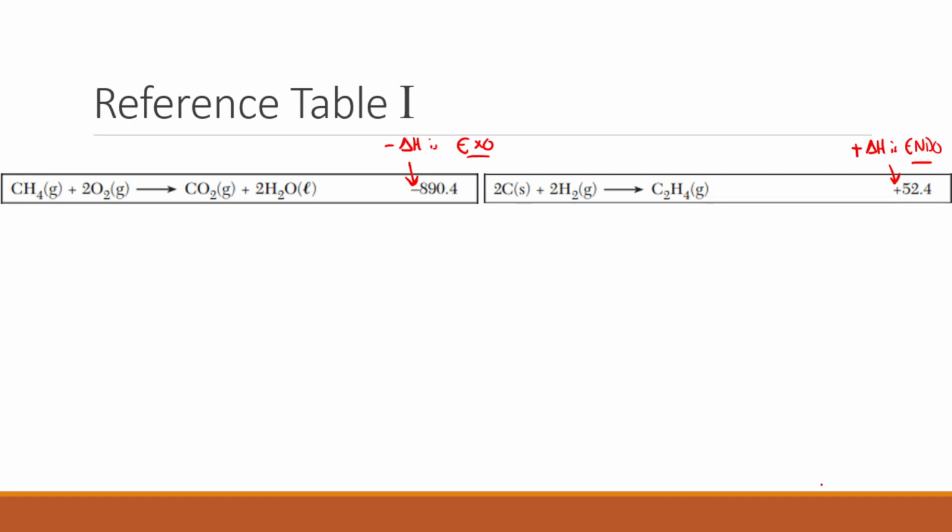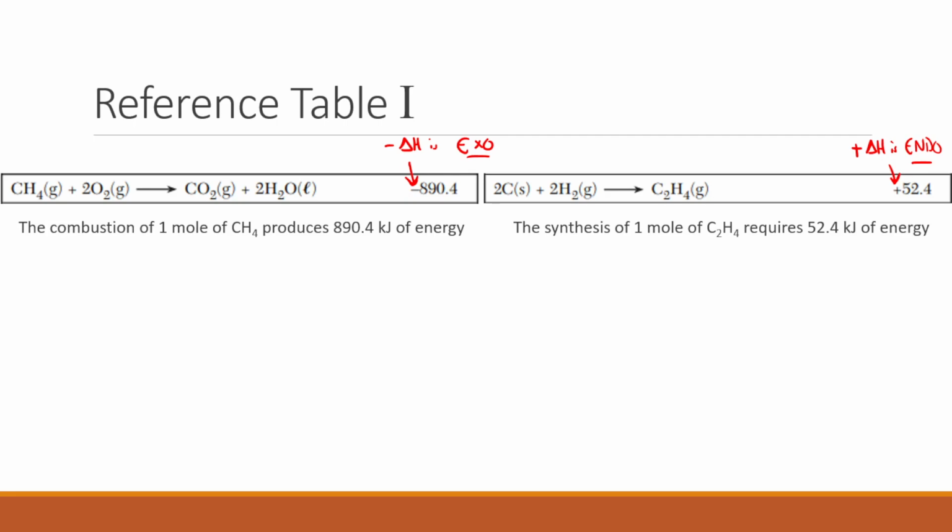But we're not always going to see reactions written out in reaction form. Every now and again, they are given to us in word form. I can rewrite this equation. I can say the combustion of 1 mole of CH4 produces 890 kilojoules of energy. And I can rewrite this reaction and say the synthesis of 1 mole of C2H4 requires 52.4 kilojoules of energy. Now, there are no tricks, there are no typos in this sentence at all.